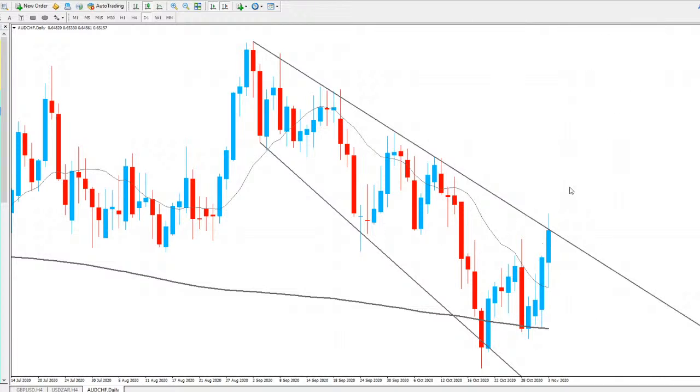I do expect a move to the upside. Obviously, we don't know when. We could be getting it now. Obviously, with the elections coming in as well, providing some extra volatility, we could be seeing that coming in soon.